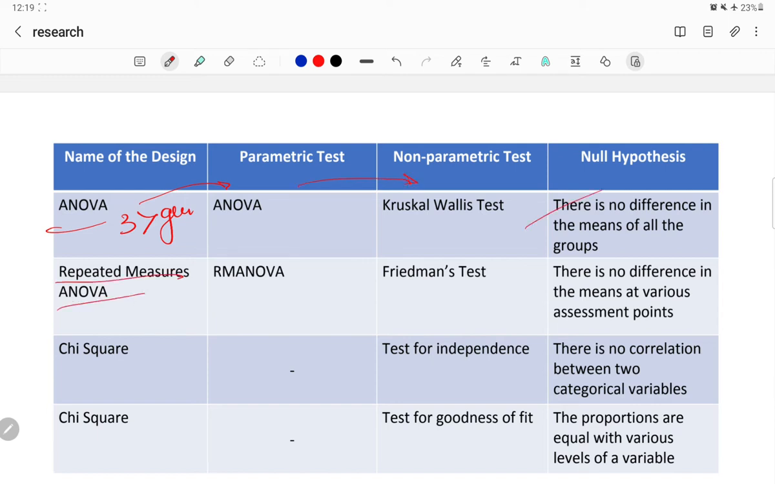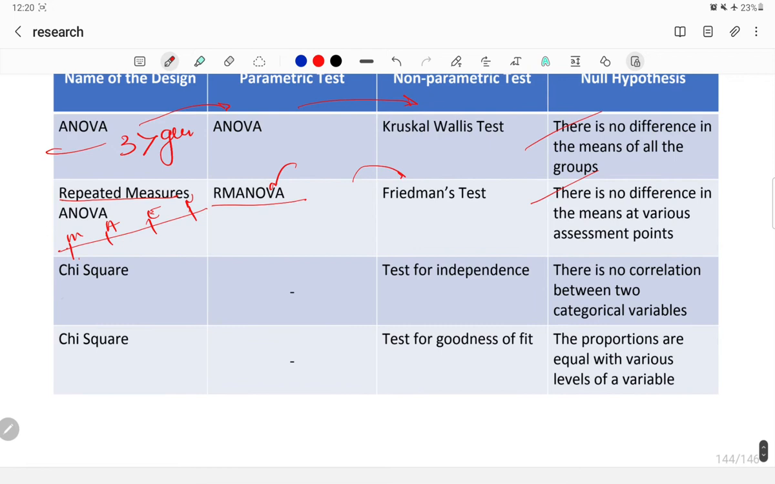Repeated measures ANOVA. ANOVA is for two or more groups. Repeated measures means you're taking the measurement again and again. Like you're doing research on a happiness pattern, and you take four measurements in a day: morning, afternoon, evening, night. You're measuring happiness at different times, so that's called repeated measures. Here they will use RM ANOVA if it's parametric, and Friedman's if non-parametric. This is the null hypothesis.